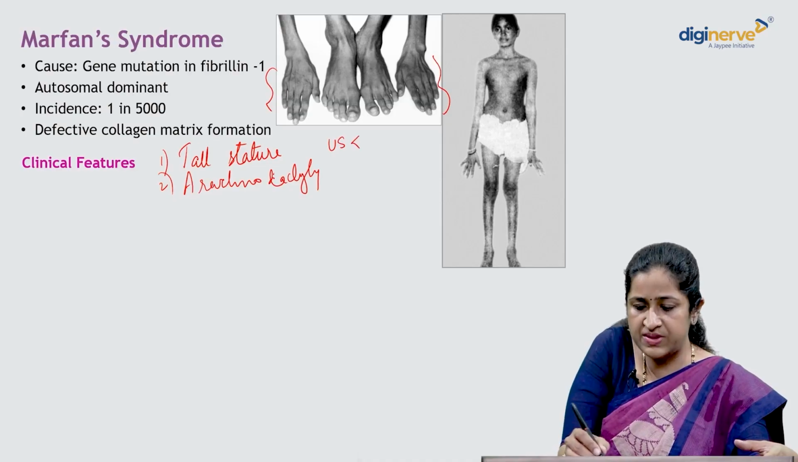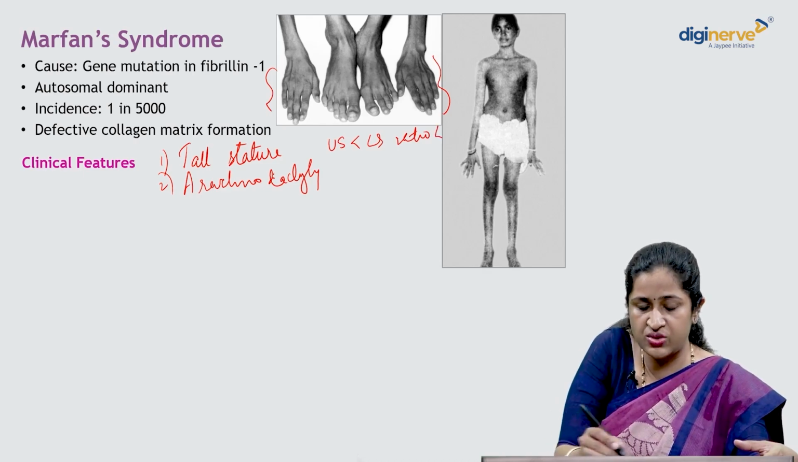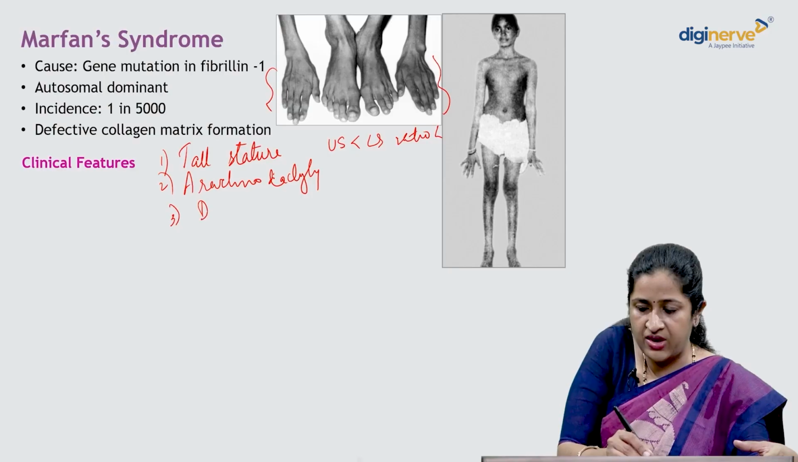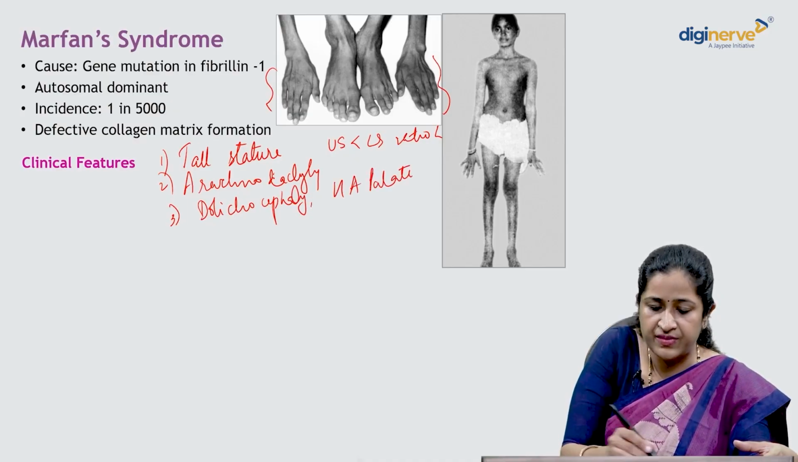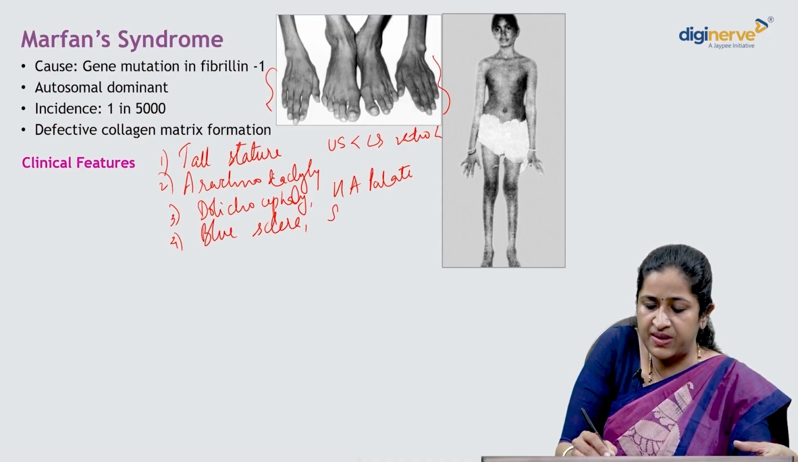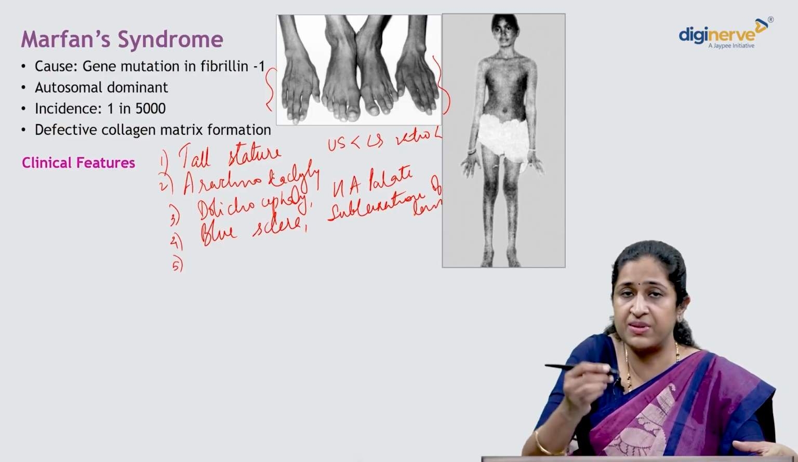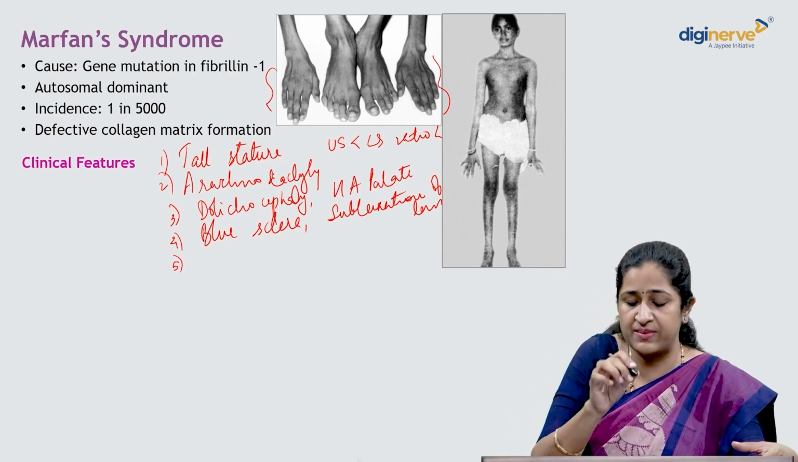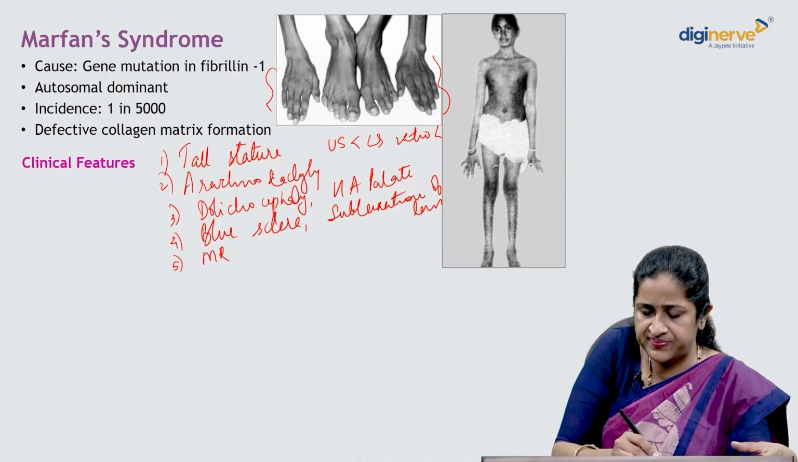You have upper segment to lower segment ratio that is less. Dolichocephaly, high arched palate, blue sclera, subluxation of lens, myopia, and the subluxation is superolateral subluxation, a very small MCQ point, superolateral subluxation of lens. Mental retardation can be present.